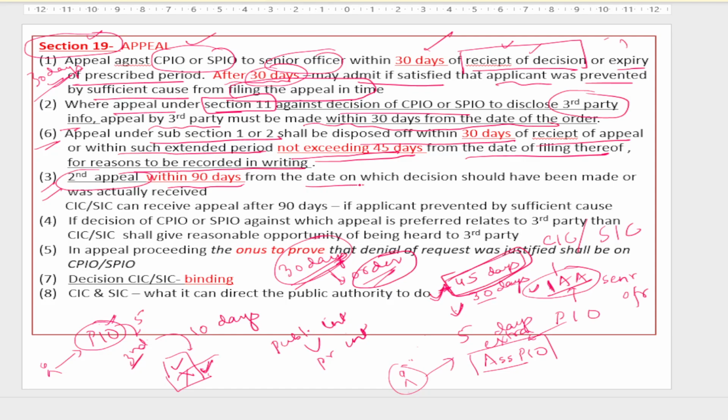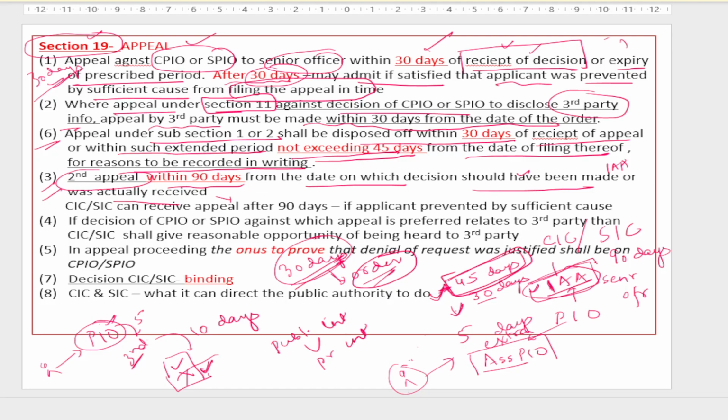90 days from the date on which the decision should have been made or was actually received. From the date on which the decision should have been made by the first appellate authority, or was received by the applicant, the second appeal can be made within a period of 90 days. Suppose the first appellate authority did not make any decision, but it should have made a decision within the 30-day period. So from that date, within 90 days, the applicant can file a second appeal before the Information Commission.